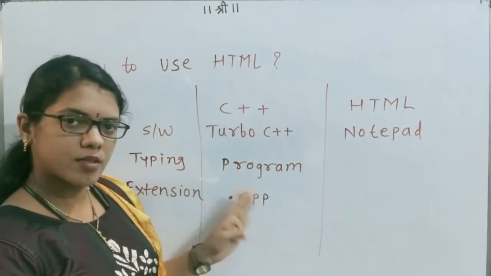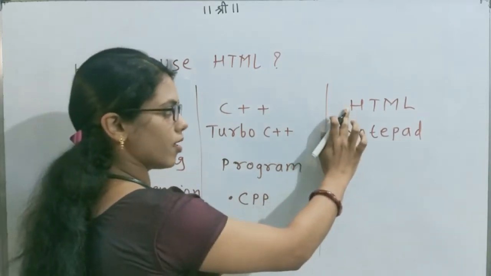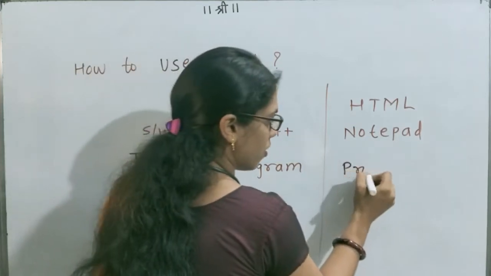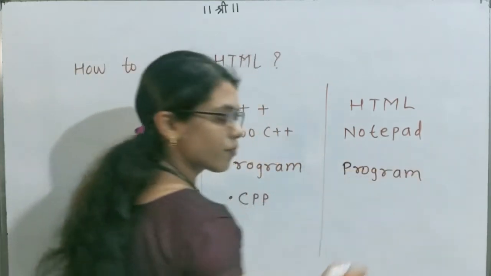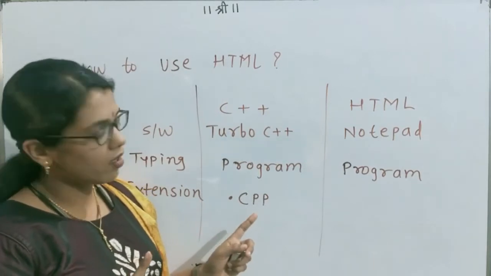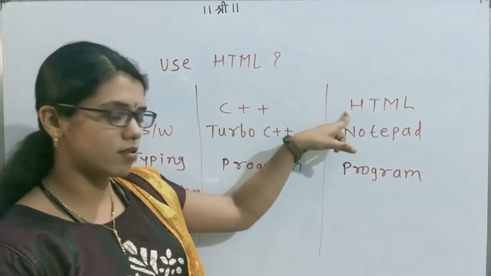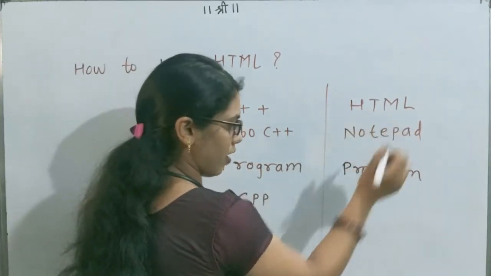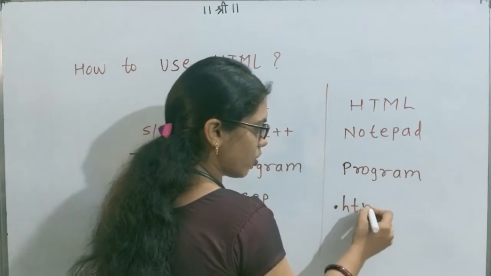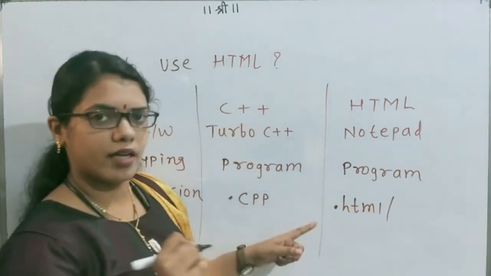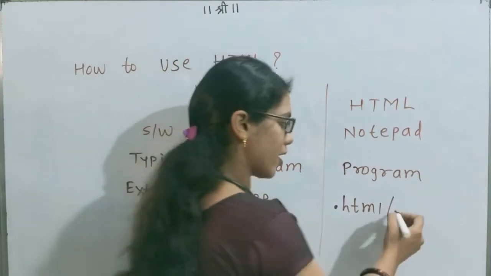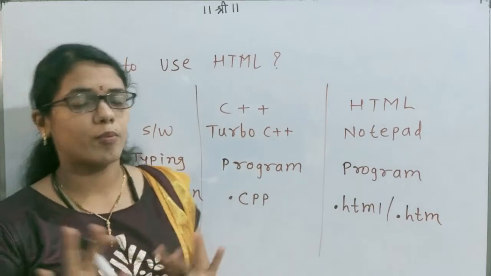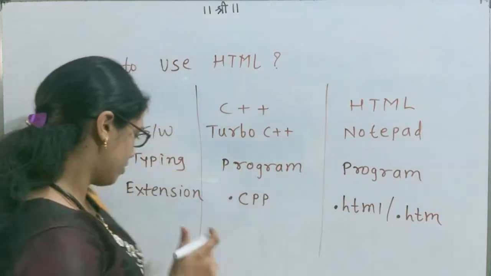The second and third steps are slightly similar in HTML. After opening Notepad, we type our program. After completion of that, we have to save our HTML file with the required extension, and the required extension of an HTML file is .html. The first possibility of extension is .html, or the second possibility is .htm. Now our program is over. We are waiting for output.